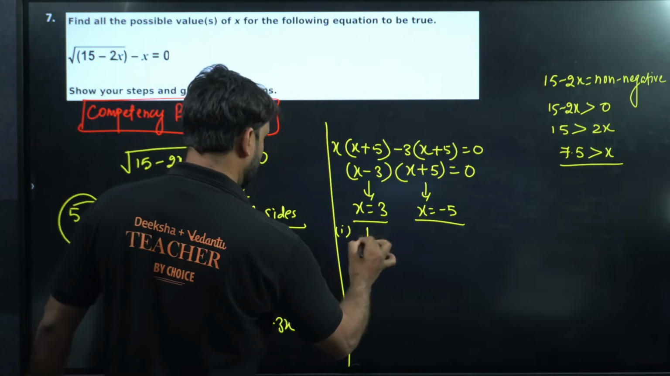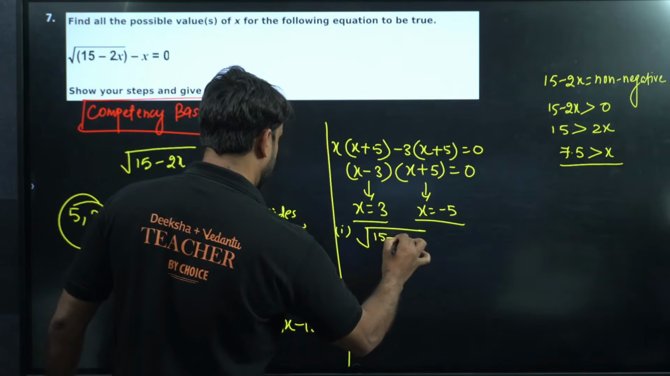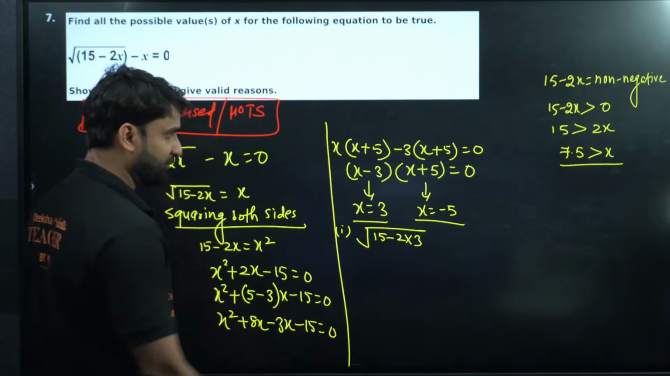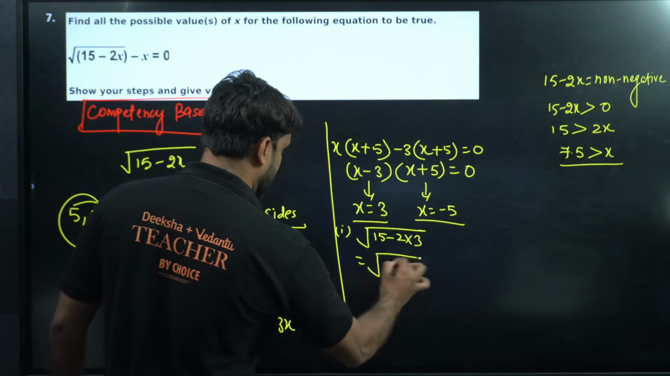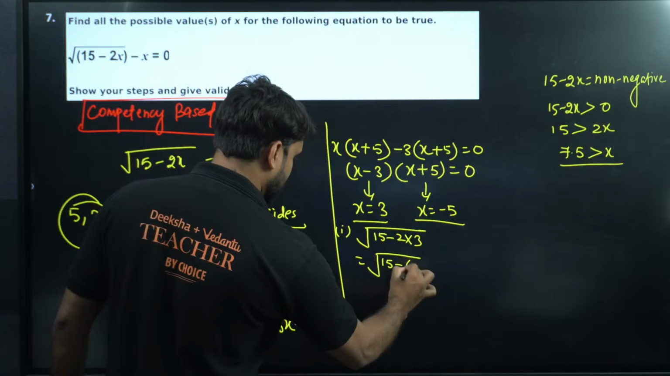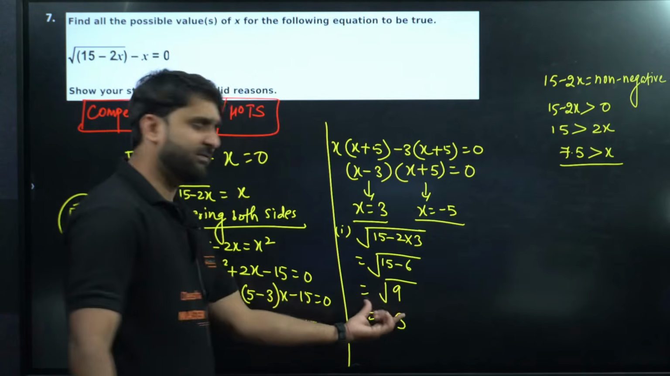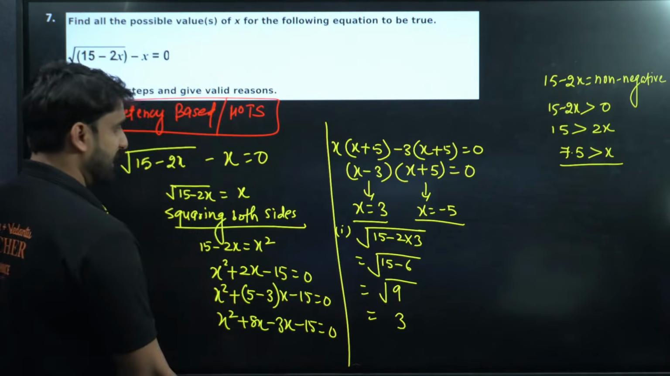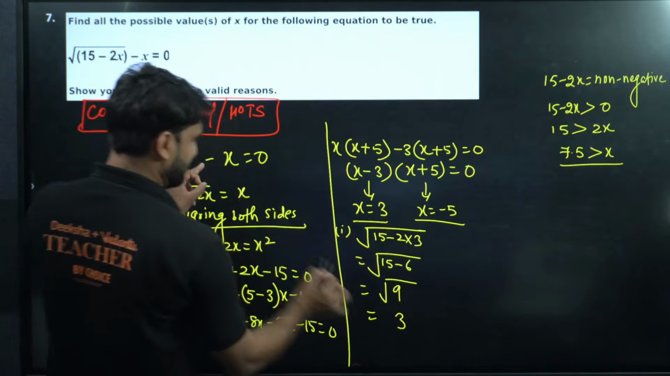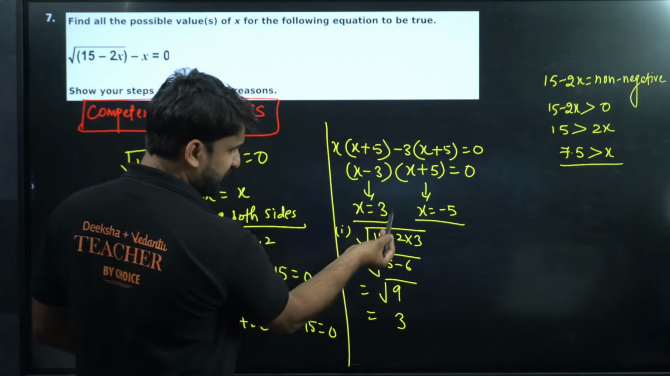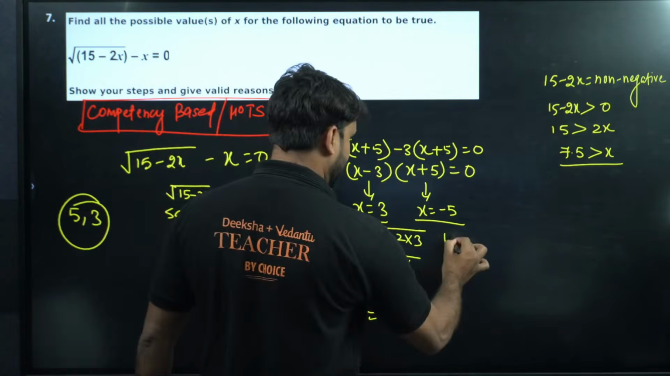Let's put the value and verify the first value. Under root 15 minus 2 into 3. I am verifying this value first. So under root 15 minus 6, and this is 9, so root 9 is 3. On putting x as 3, this will be 3 minus 3, which is 0. So this value is satisfying. Now verify the second situation.